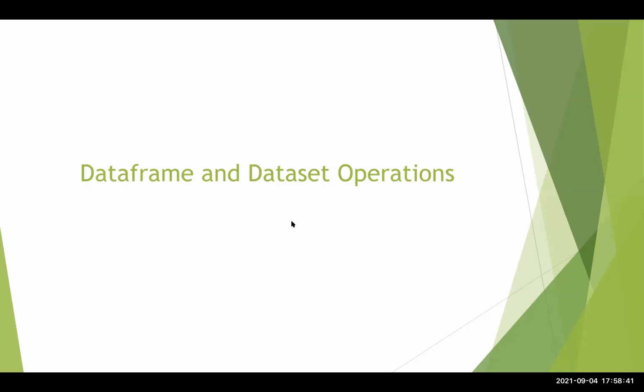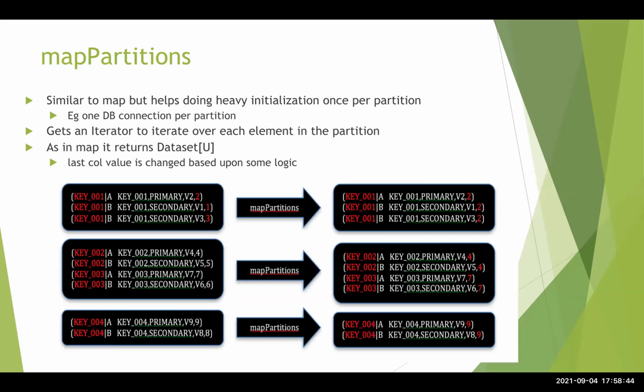I will cover only map partition and I will stop there. Map partition, you have gone through, you have written the code multiple times, so you know what map partition is. So it's just a revision for you. It is similar to map, but helps do heavy initialization once per partition. If your data is spread over 10 partitions and each partition has 1,000 records, and each record needs to refer to a database for something, you need to create a database connection. Instead of creating 1,000 connections on one node, if you use map partition, you can create one database connection and use the same for all the 1,000 records on that partition.